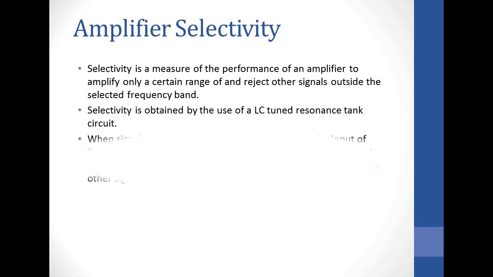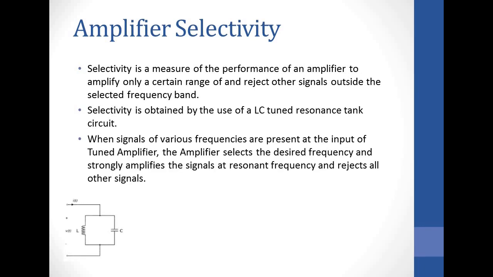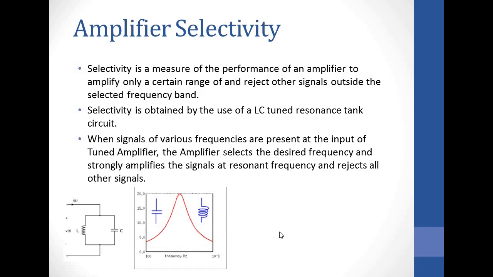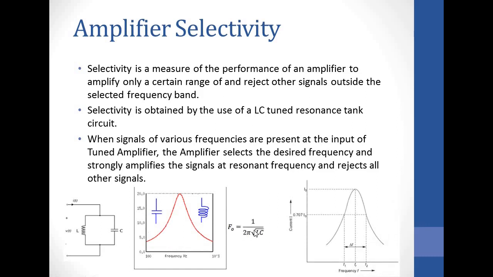So in order for us to be able to select frequencies, we need what we call an LC tank. This is an LC tank. It consists of an inductor and a capacitor connected in parallel. An LC tank has got a resonant frequency given by F0 equals 1/(2π√LC).